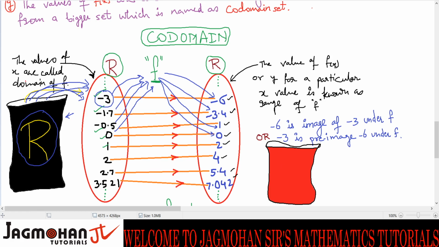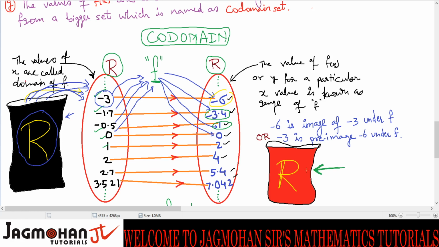So you can say that the bigger set from where these numbers are coming is also the real number set, and hence the codomain of this function is also the set of real numbers. So remember students, what is codomain set?